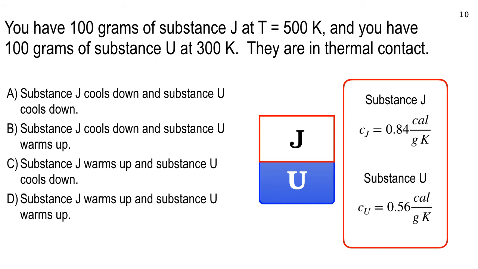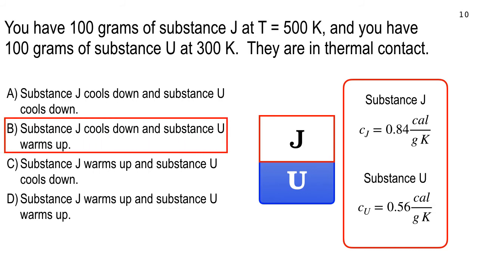Let's see. The answer is B. Yeah. So thermal contact, the one that starts hotter cools down a little bit. That's substance J at 500 Kelvin. And the one that starts cooler is going to warm up a little bit. Right? But you still got other things to decide. So let's go to the next question.